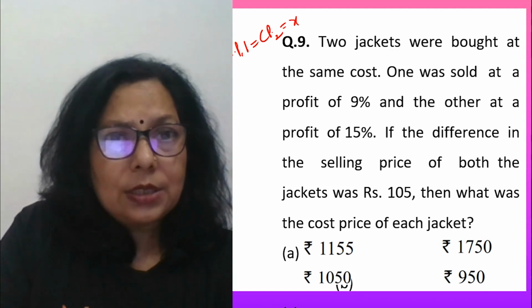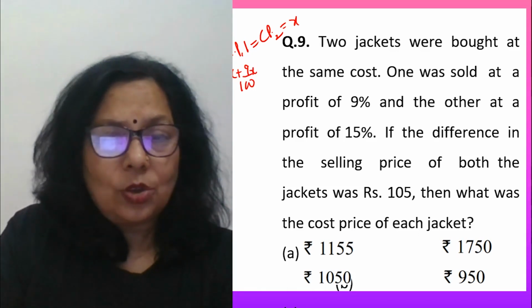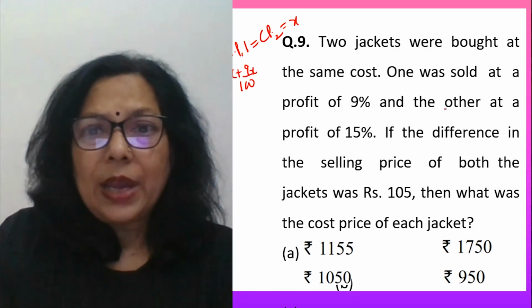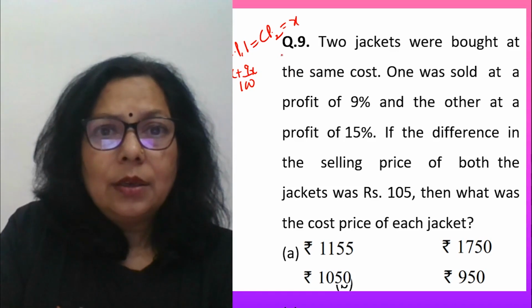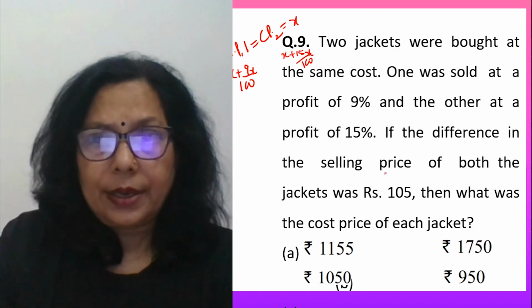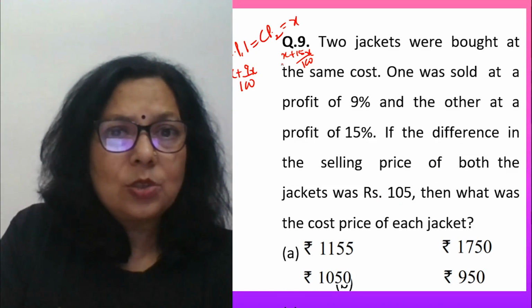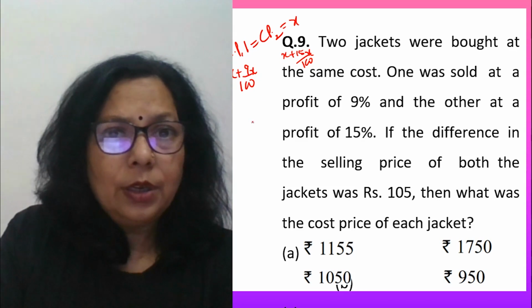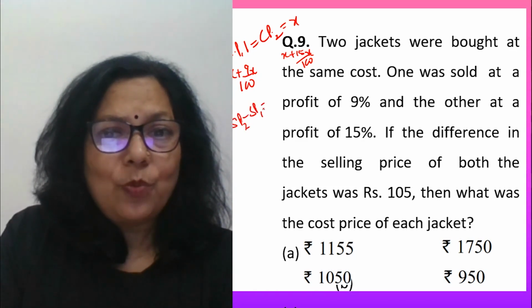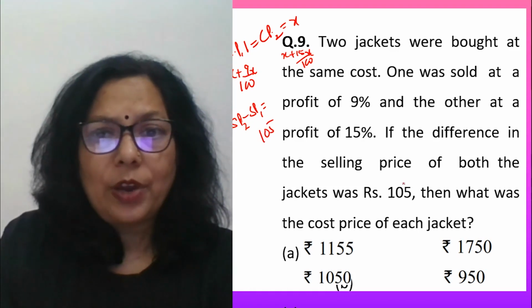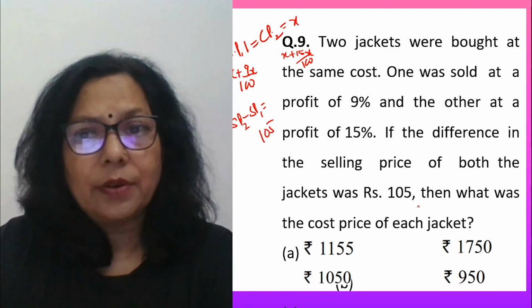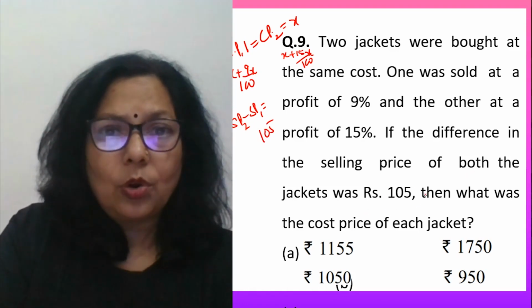So, X plus 9% of X, this is a first ka selling price, and the other at X plus 15 upon 100X. If the difference in the selling price of both jackets, not subtract, this would be greater because this is on more profit. So SP2 minus SP1 gives you how much? 105. Selling price of both jacket was rupees 105. Then what was the cost price?